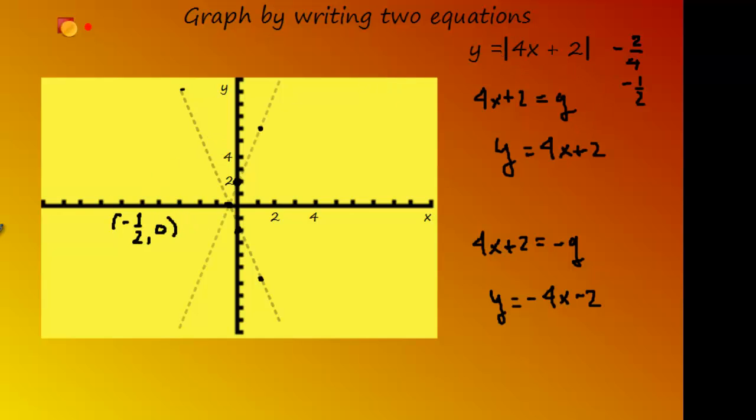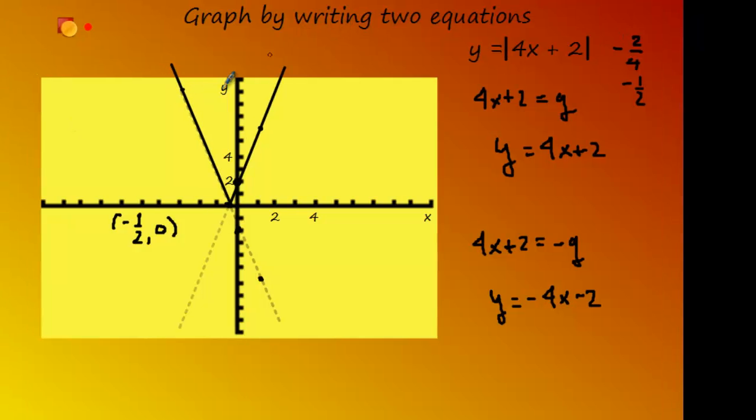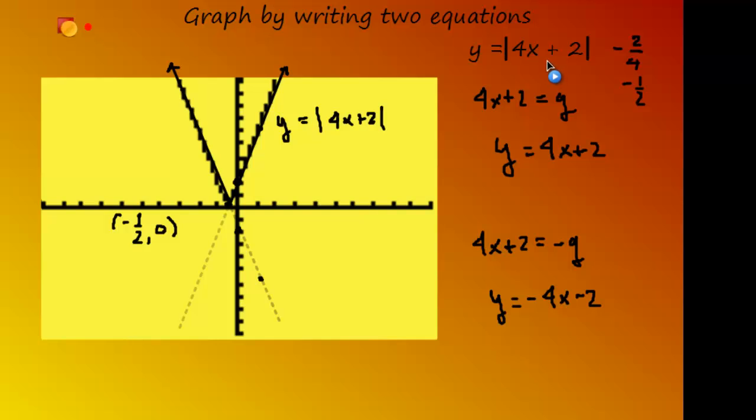The absolute value is positive, so that means my graph is going to point up. So I go from my vertex then, and the rays are going to go up. So this will be one ray, this will be the other ray. And so there I have my absolute value graphed using the two linear equations. I'll label that. And that's what our graph should look like.